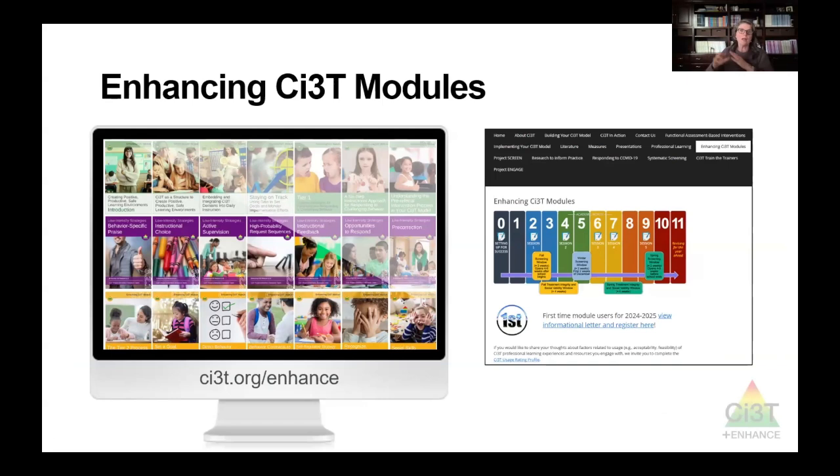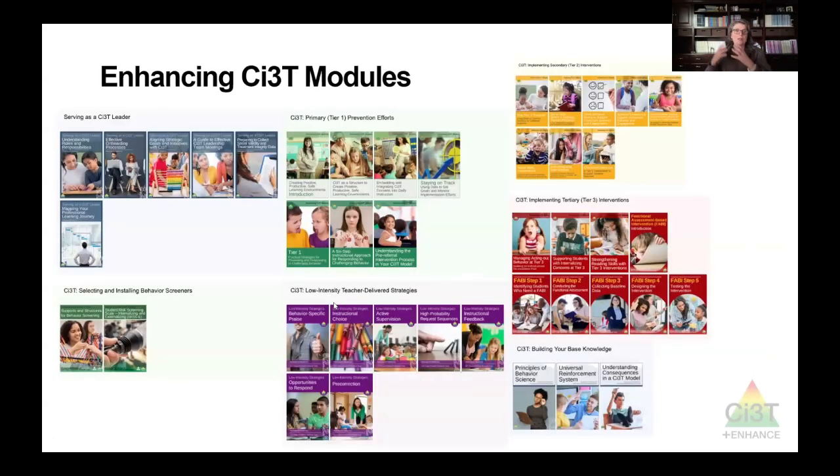If you go onto that page, ci3t.org/enhance, after you've registered as a first-time user, you will see a whole array of resources to help you work across the tiers. You'll see a bank of resources for leaders. You'll see information on screening. You'll see resources at tier 1. You'll see low intensity strategies, as well as resources specific to tier 2 supports and tier 3, and foundational information like things on how consequences work and how reinforcement works. But tonight we're honing in on tier 2.